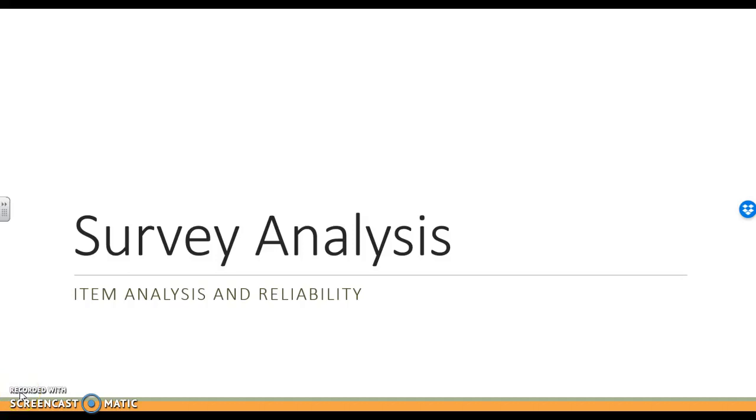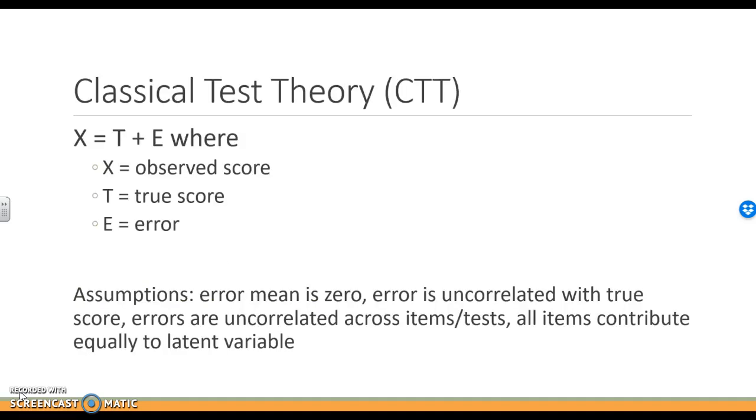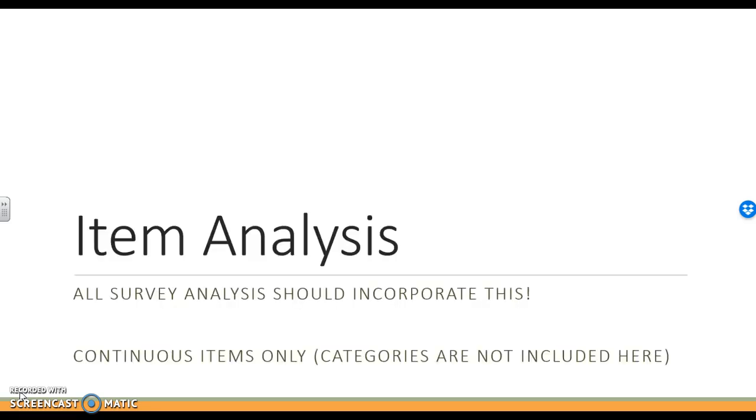Hey everyone, this video is about survey analysis part one. So here we're going to be talking about item analysis and reliability with Cronbach's alpha. This is based on classical test theory, where your observed score is equal to your true score plus error. There are a lot of assumptions with CTT, and they are pretty much all assumed. It's not something that we really test.